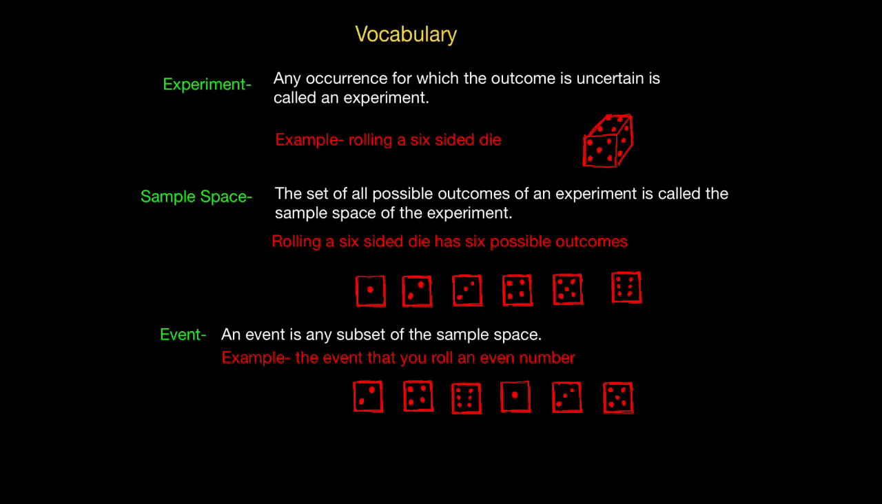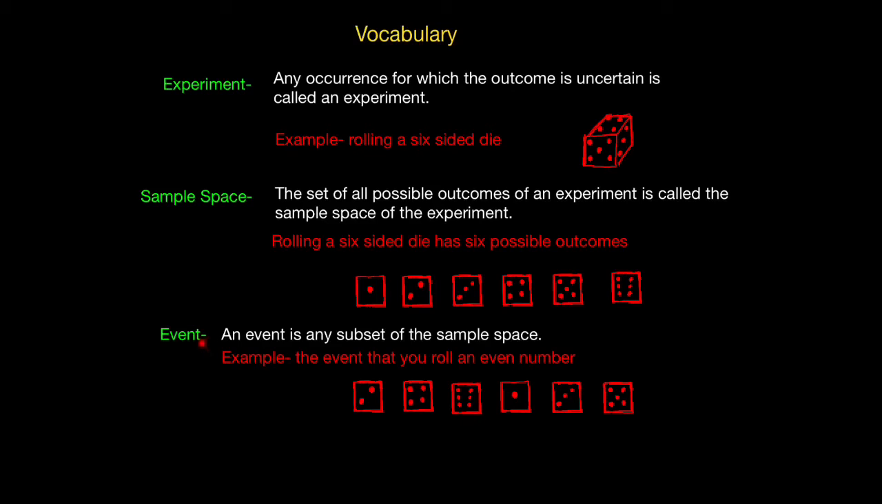The second vocab word is called sample space. This one's going to play a huge role in our class, so pay special attention to this one. This is the set of all possible outcomes of an experiment. So for example, when you roll a six-sided die, the sample space is all 6 different choices you're capable of getting. So here it would be 1, 2, 3, 4, 5, and 6. You have 6 possible outcomes. That would be the sample space. Sample space here is 6.